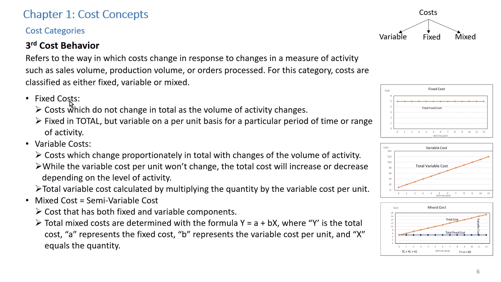Mixed costs have both fixed and variable components. Examples would include employee wages, which include a base salary plus commissions based on performance, and utility bills, which have a base cost plus a usage fee. Total mixed costs are determined with the formula y equals a plus bx, where y is the total cost, a represents the fixed cost, b represents the variable cost per unit, and x equals the total quantity.